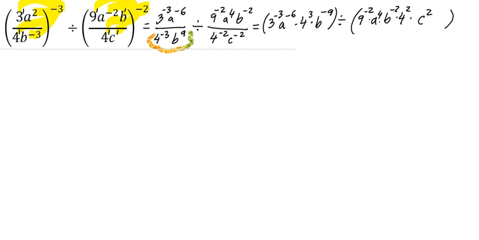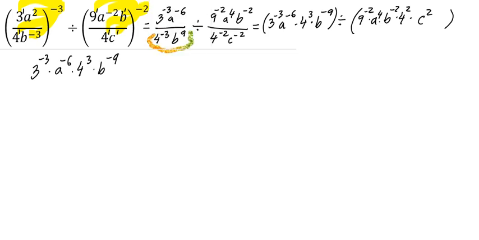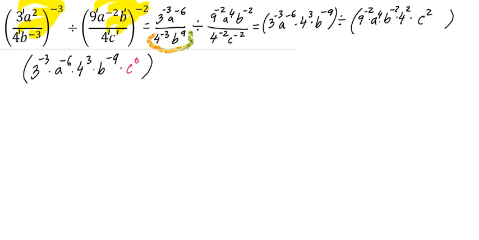Although I don't have a c term here, I can always multiply this whole expression by 1, and if you remember, any exponent to the power of 0 is 1, so I will rewrite as 3 to the -3rd times a to the -6 times 4 to the 3rd times b to the -9, and now I'm going to add our fake term that just equals 1, but we're going to call it c to the 0 because anything to the 0 does equal 1. So that will help us. So that's the first parenthesis, and then we divide that by the rest.